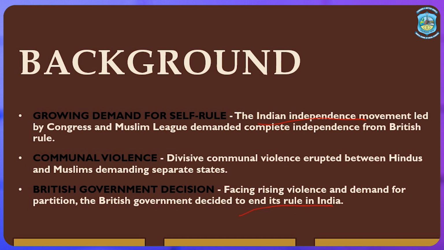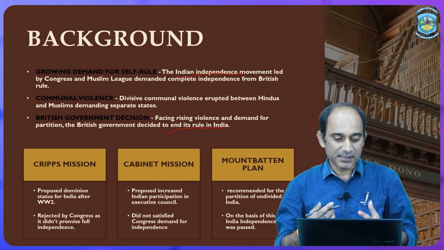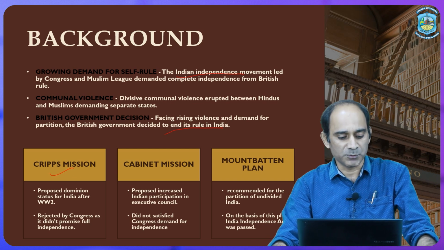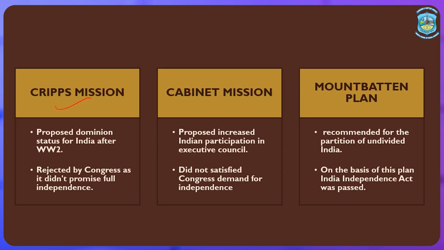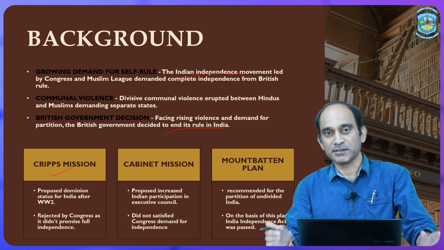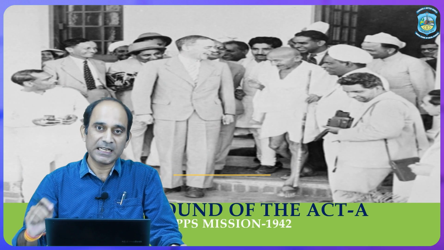Now, it's easier said than done. The British government, to implement the negotiations, sent a lot of missions and plans to India. The Cripps Mission in 1942 proposed dominion status for India after World War II, but this mission was rejected by Congress as it didn't promise full independence. Next, in 1946, the Cabinet Mission was sent, which proposed increased Indian participation in the Executive Council. This also failed. And then finally, in 1946 and 47, the Mountbatten Plan was sent. First, the Cripps Mission 1942.